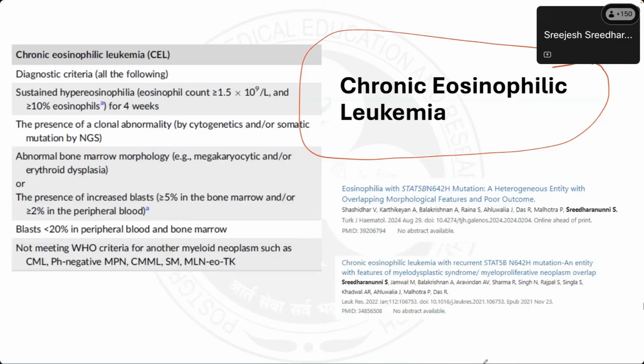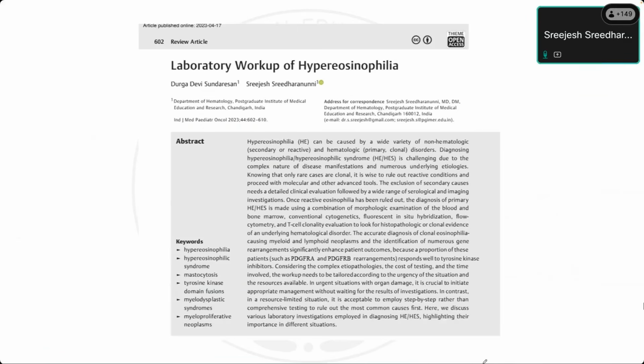So we excluded reactive conditions. Then we excluded common conditions like CML and AML with RUNX1-RUNX1T1 or core binding factor leukemias. Then we excluded eosinophilias with tyrosine kinase gene fusions. Then we demonstrated cytogenetic abnormalities and mutations to make a diagnosis of chronic eosinophilic leukemia. If you want to read about it, there are reviews on eosinophilias.